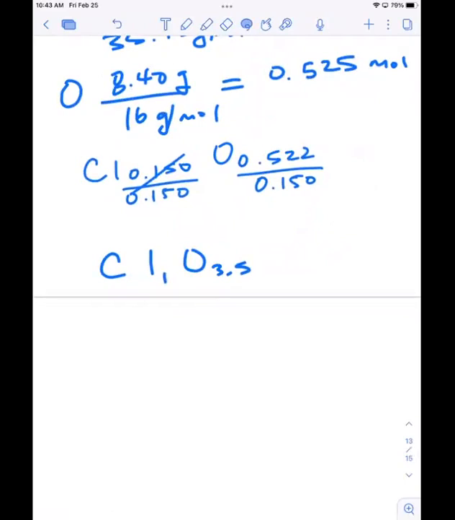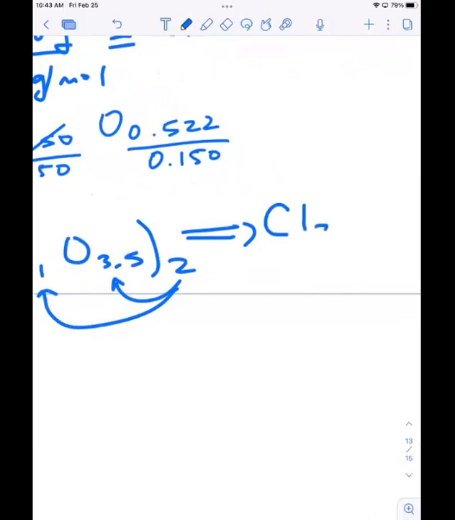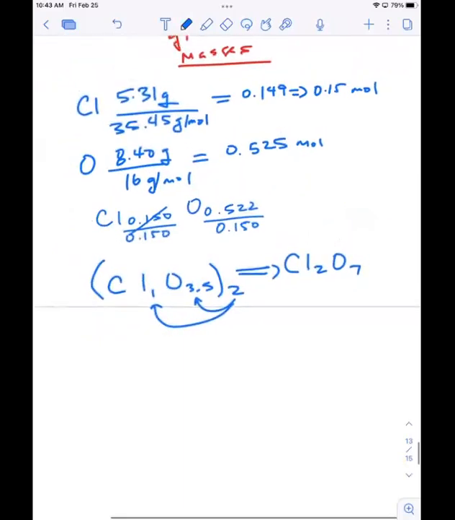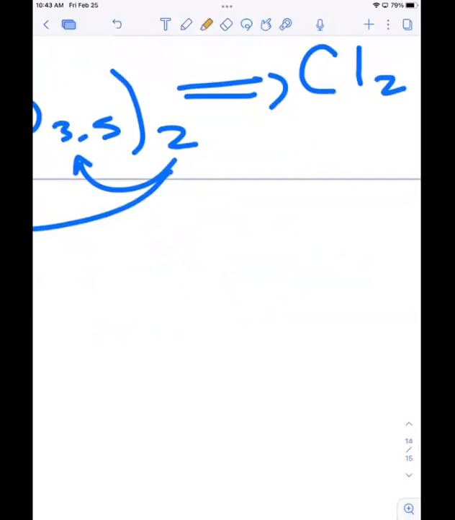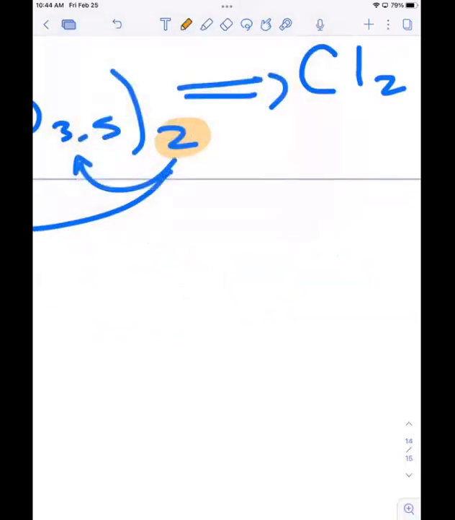So remember when we were doing multiple proportions, if we got a weird number, we can make it a whole number by just multiplying it by some number to make it whole. We can do the same thing here. So we're going to take this whole thing and put a 2 out here and multiply each subscript by 2. So the empirical formula in this case is going to be Cl2O7. And I'll put a note in here.